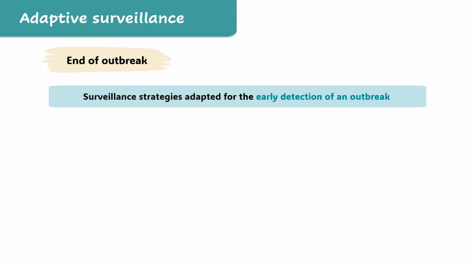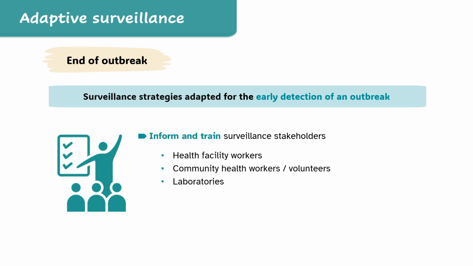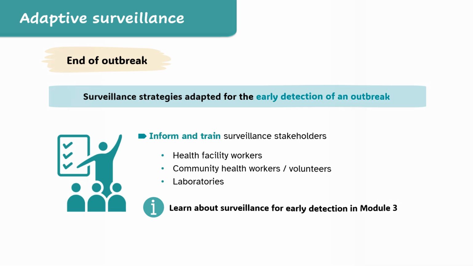Once a probable or confirmed cholera outbreak is over, the surveillance strategies need to be adapted as the surveillance objective becomes to detect any new outbreak early. Health authorities should inform and train surveillance stakeholders on the new surveillance strategies. Surveillance stakeholders to be sensitized include health facility workers, community health workers or volunteers, and laboratories. For a refresher on these surveillance strategies, we encourage you to go back to Module 3.